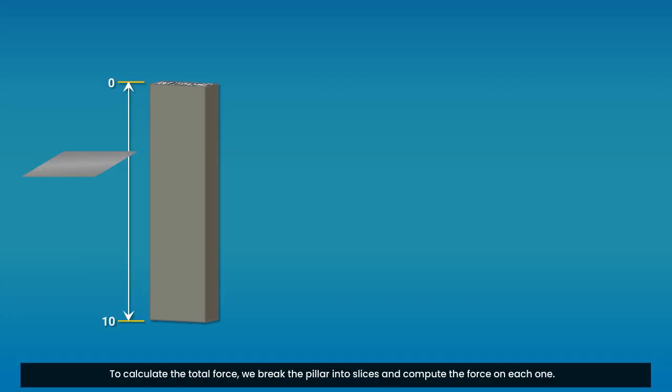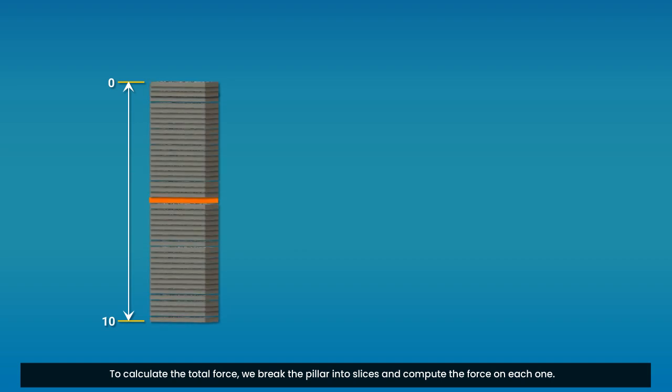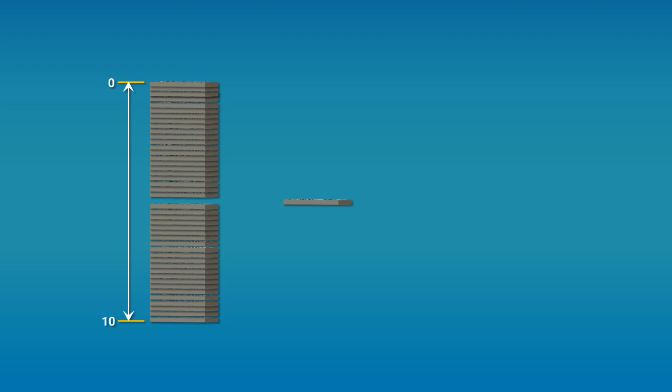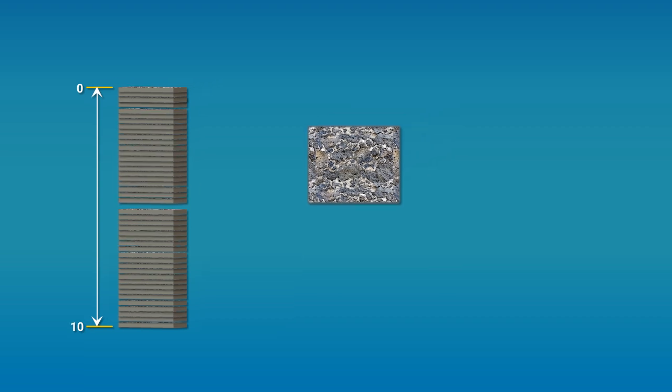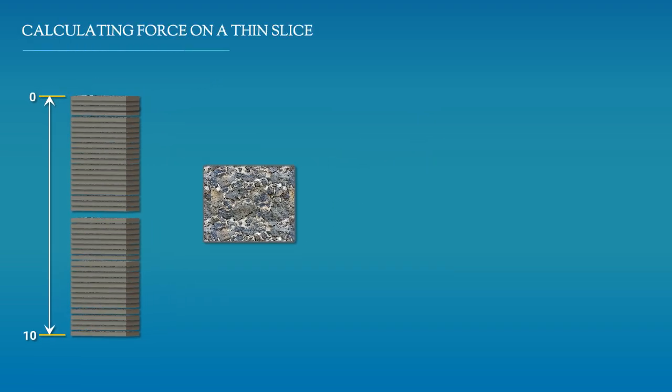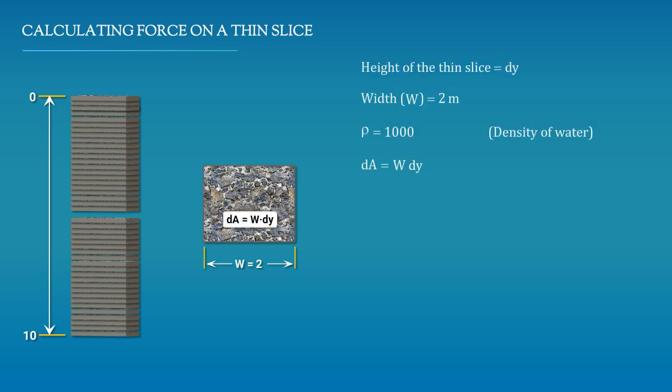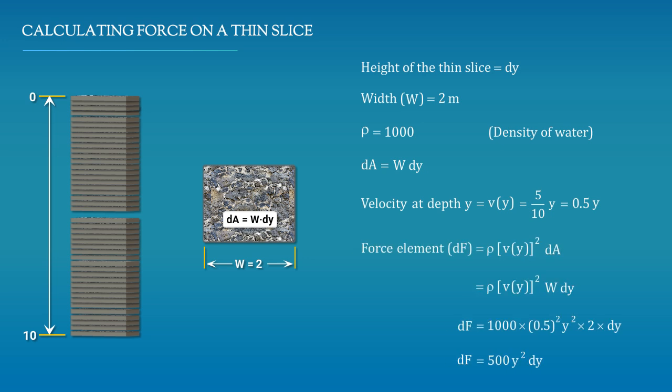To calculate the total force, we break the pillar into slices and compute the force on each one. Calculating force on a thin slice. Consider the thin slice of water at depth y, with height dy, and width 2 meters. The water speed at that depth is 0.5 y. Using the formula, the small force on the slice, dF, is equal to 500 y squared dy.